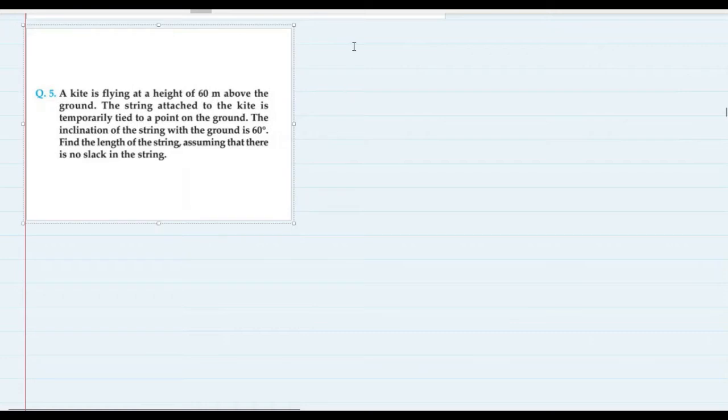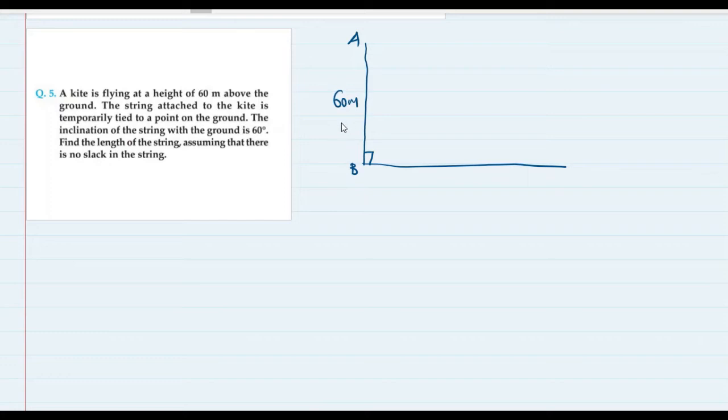Question number 5. There are approximately 15-16 questions. A kite is flying at a height of 60 meter above the ground. Anytime in any question they mention the height, it is always the vertical height. Height cannot be slant. So the height of the kite, let's say the kite is flying at point A, and point B is vertically below point A at a distance of 60 meter.